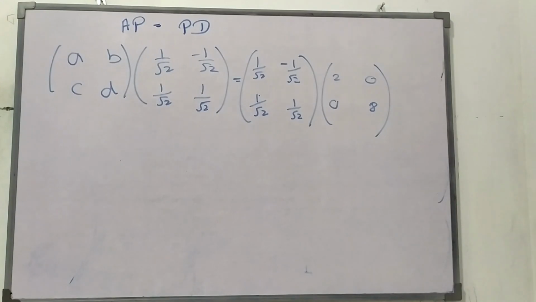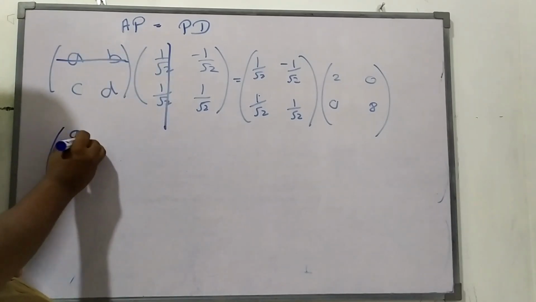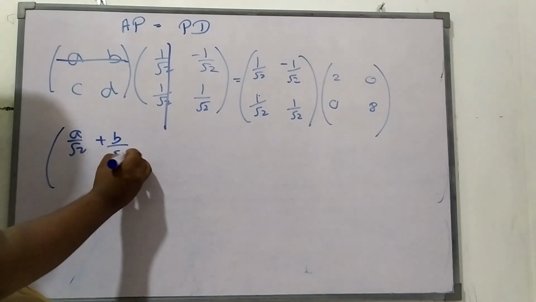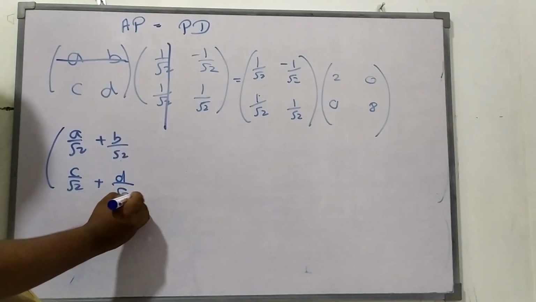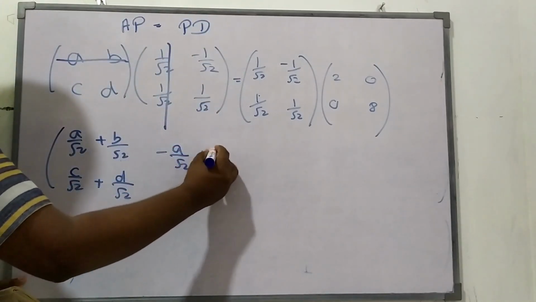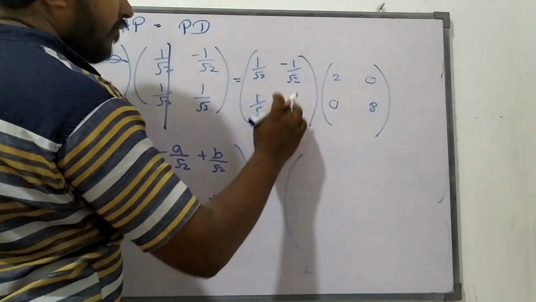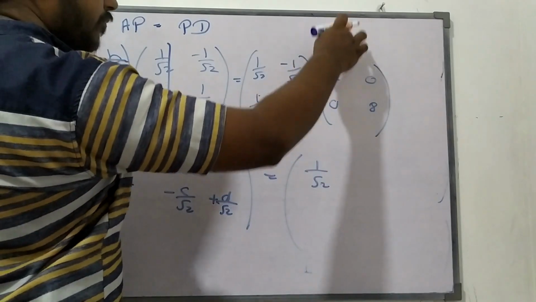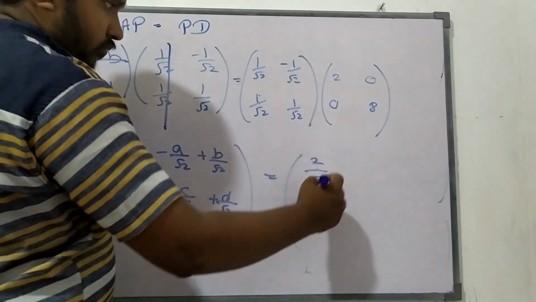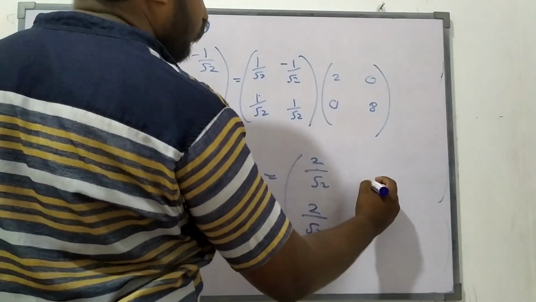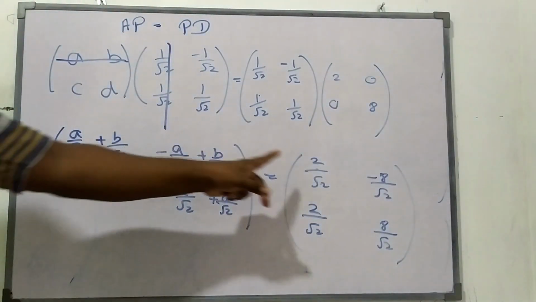Now we can cross multiply these two. It gives A over root 2 plus B over root 2, C over root 2 plus D over root 2, minus A over root 2 plus B over root 2, minus C over root 2 plus D over root 2. This is the same as these two: 2 over root 2, minus 8 over root 2, plus 8 over root 2. So now you can equate these two, right?